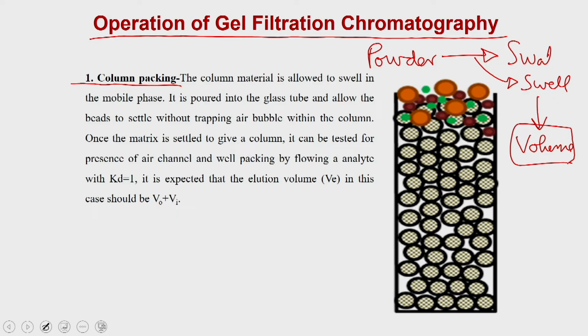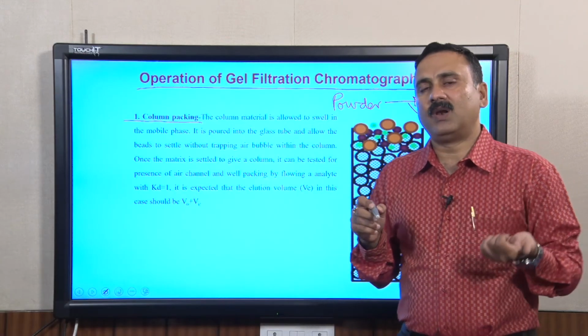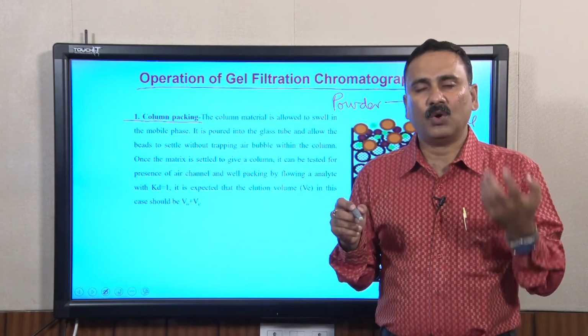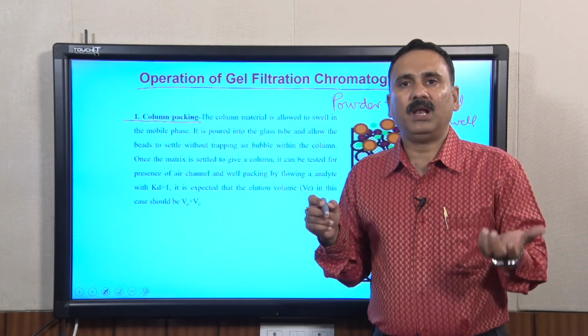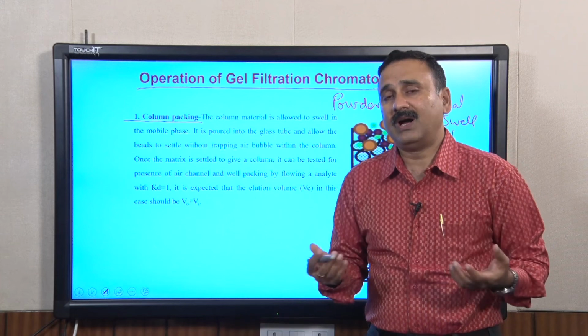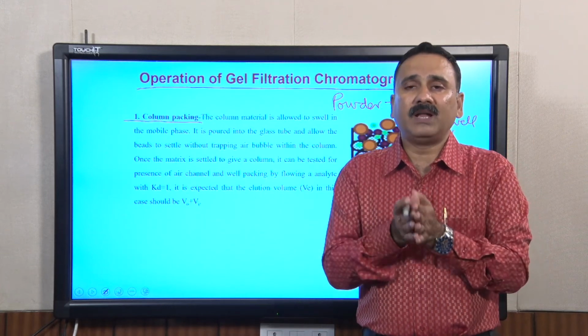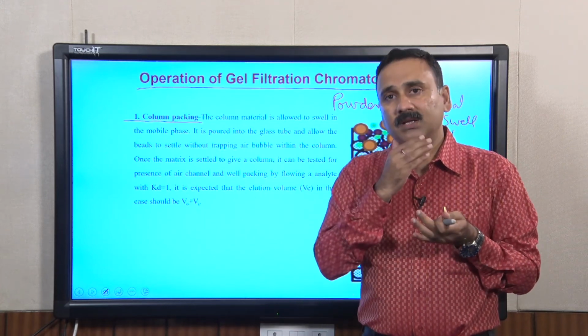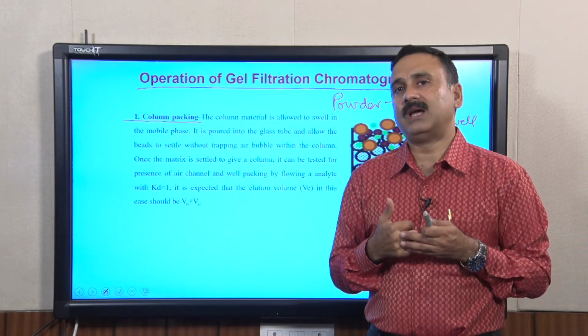If it is present in liquid form, then mostly the column material is stored in 20% alcohol containing 0.2% azide. In those cases, you have to do at least 3 to 4 buffer exchanges, so that there will be no alcohol present in that column.